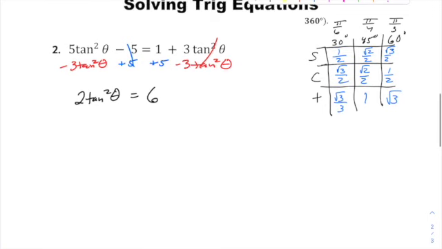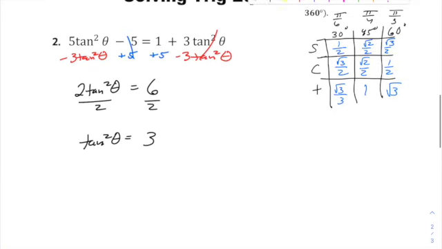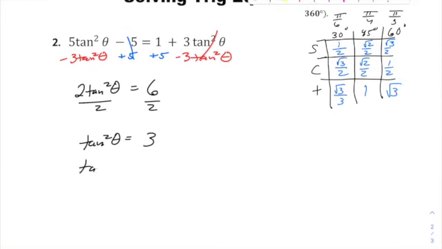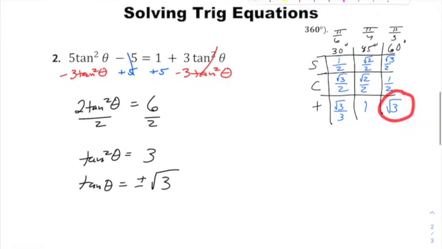And now I'm going to isolate that tan squared by dividing by 2. And I'll have tan squared is equal to 3. Hey, now I'm right there. I'm just going to take the square root. Just don't forget that plus or minus. If tangent squared is 3, then tangent will be plus or minus the square root of 3, which doesn't reduce. And that's okay, because tangent being root 3 is a very familiar value to us, right?